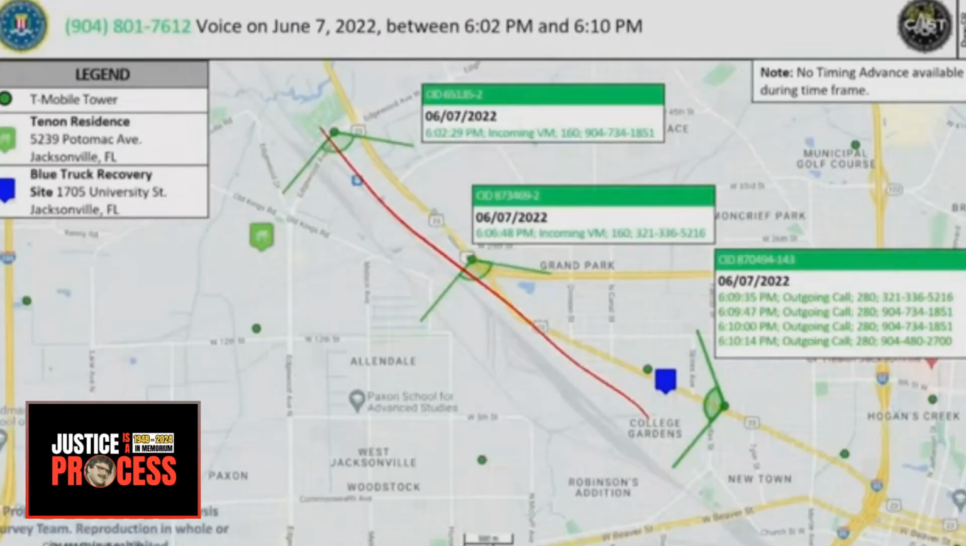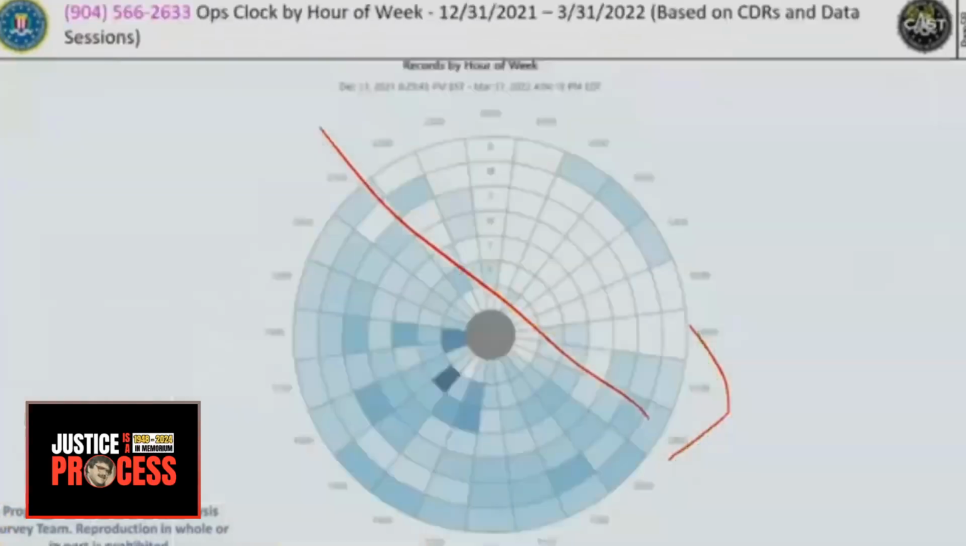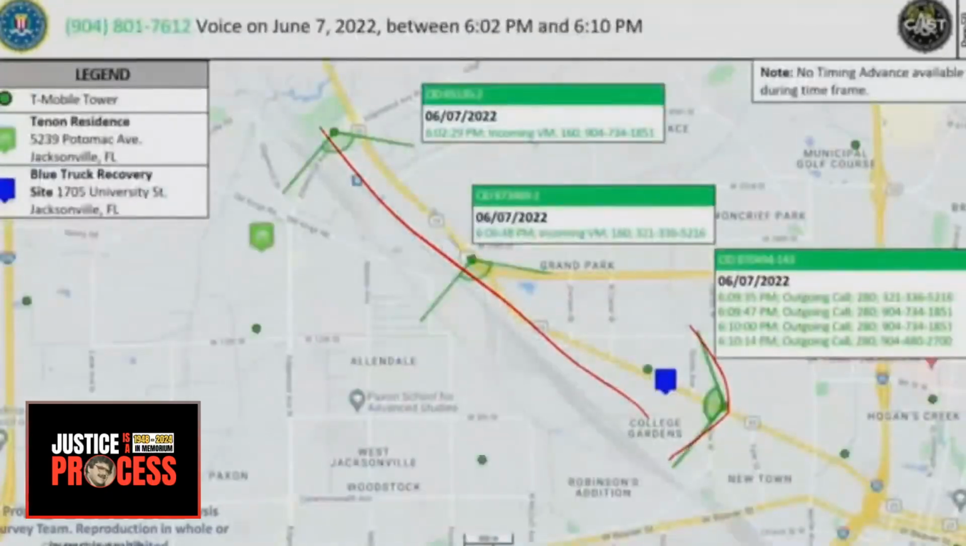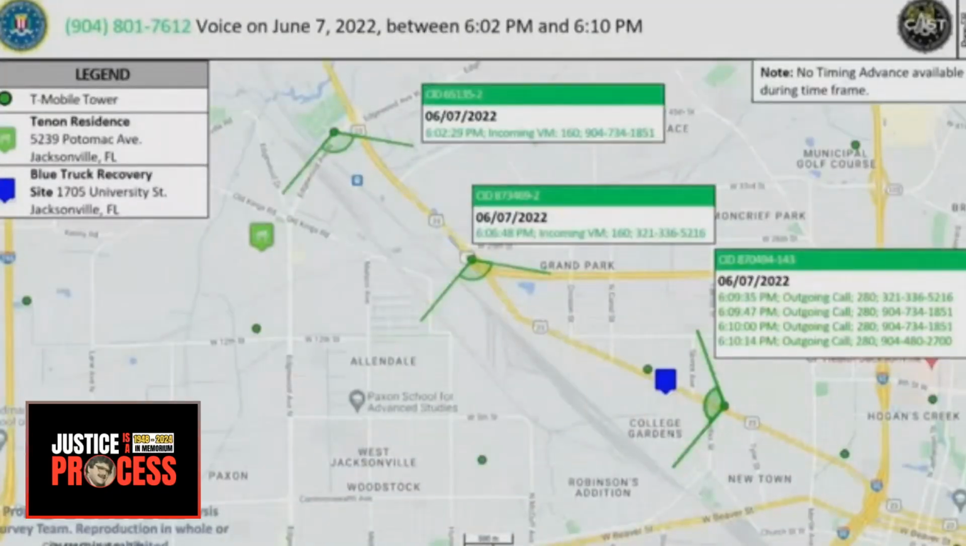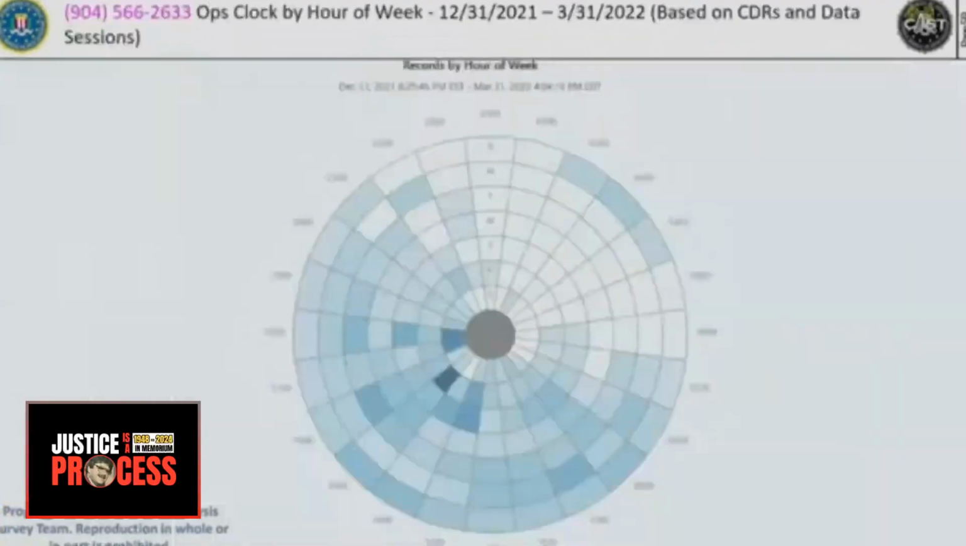And between 609 and 610, the device used the tower and sector here facing to the west towards the blue truck recovery flag, the blue flag on the map, to that area. So this was used by detectives to try to locate a truck by looking at some cellular data corresponding to some other records on Mr. Tenon's phone. Yes, ma'am.